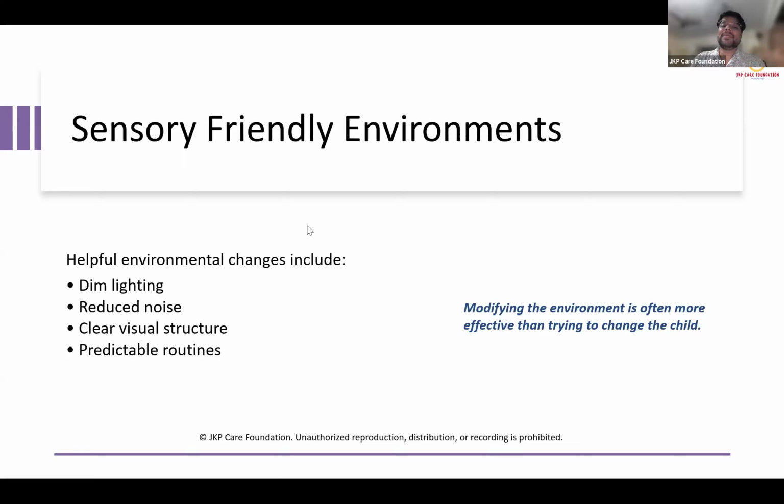We need to create a sensory friendly environment. How can we create it? With dim lighting, reduced noise, clear visual structure, and predictable routines we can create it. So modifying the environment is often more effective than trying to change a child.